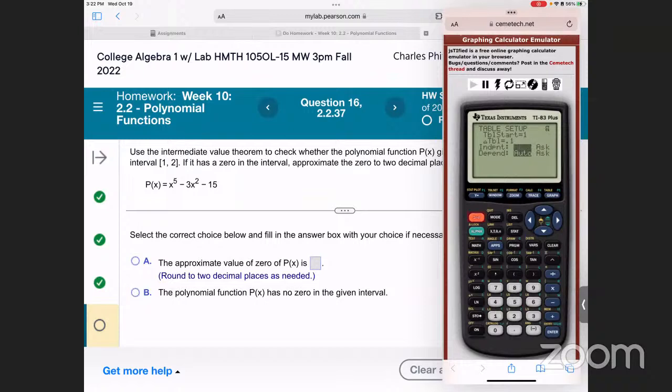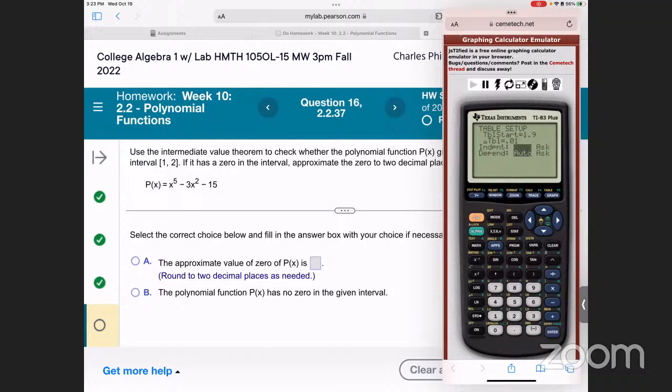Okay, let's go back to the table. Now we're looking for a sign change. It should be somewhere between 1 and 2. We're just looking for it to go from negative to positive or vice versa. All right, so between 1.9 and 1.2, that's where we got our sign change. So now we want the table to start at 1.9, and now instead of changing by 0.1, we want to change by 0.01.